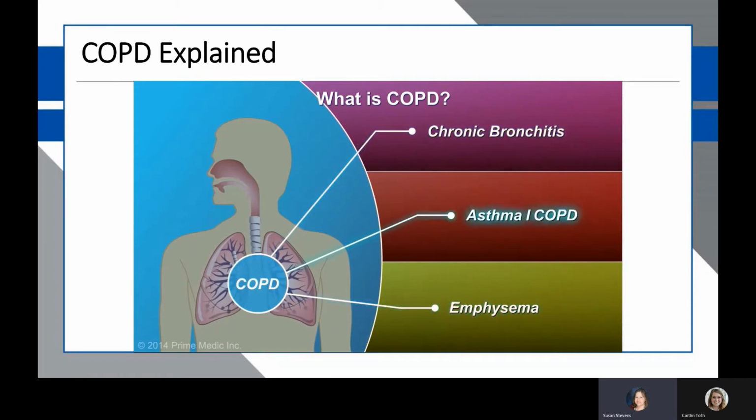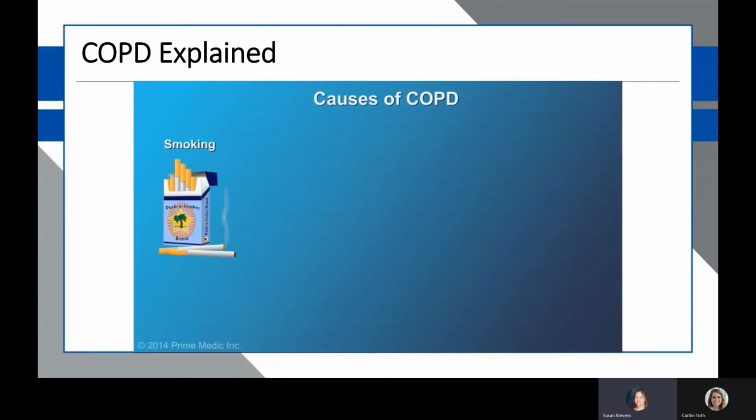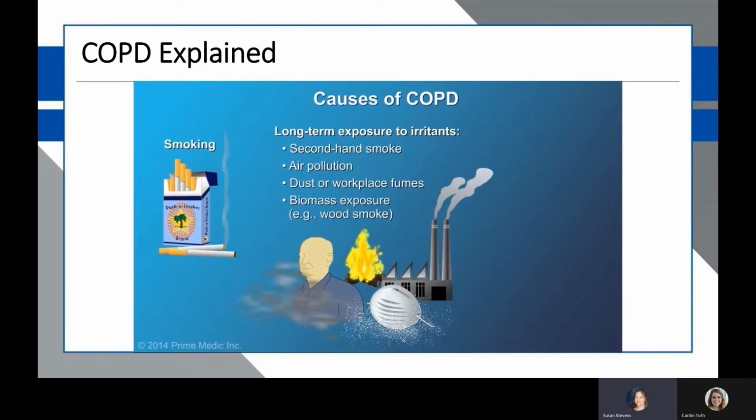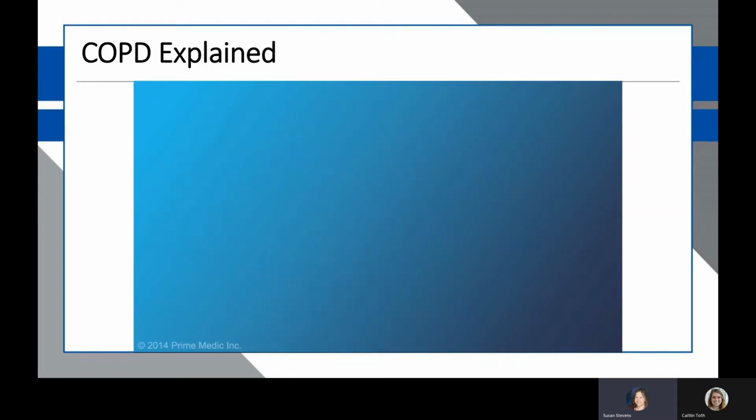A few people have both asthma and COPD. Cigarette smoking is the leading cause of COPD. Long-term exposure to secondhand smoke or irritants such as air pollution, dust, or workplace fumes, and biomass exposure such as wood smoke can also contribute to COPD. An uncommon genetic disorder called alpha-1 antitrypsin deficiency is sometimes associated with COPD.